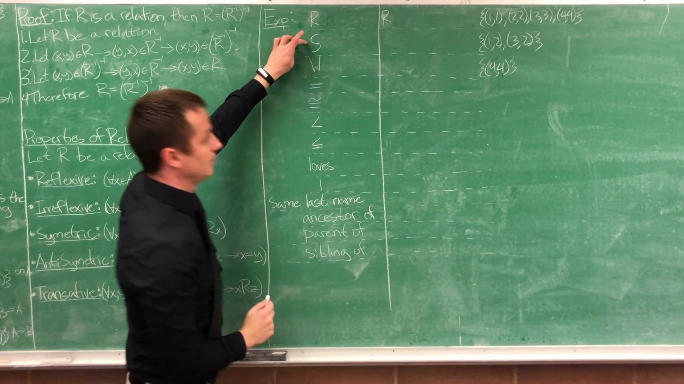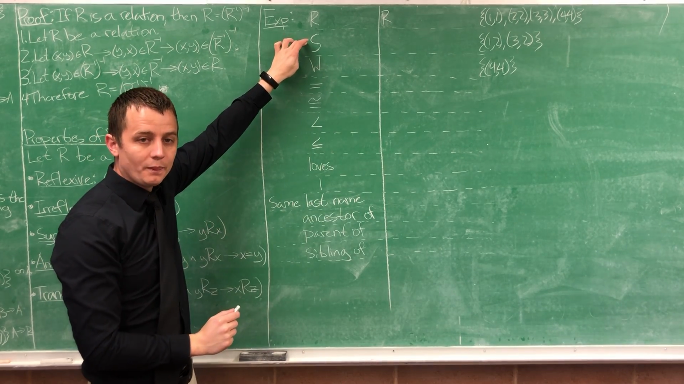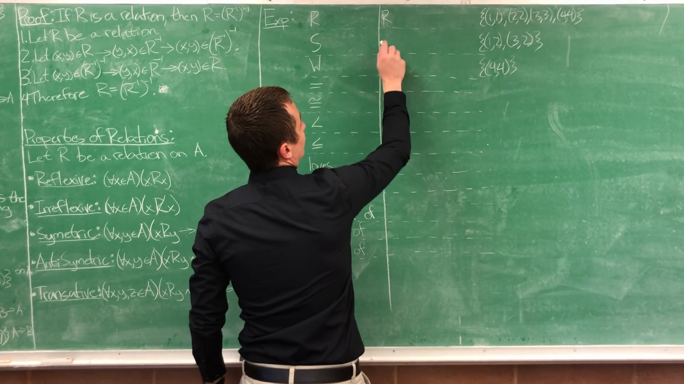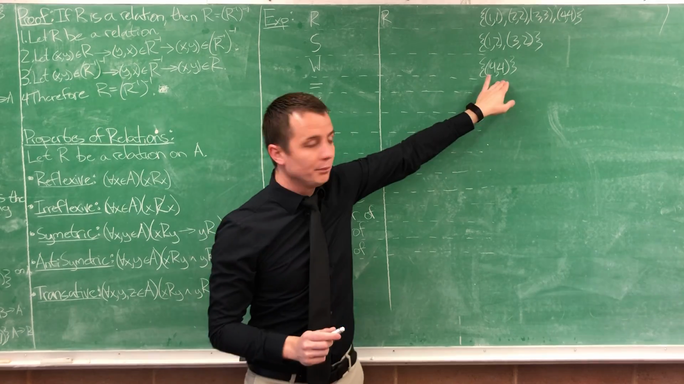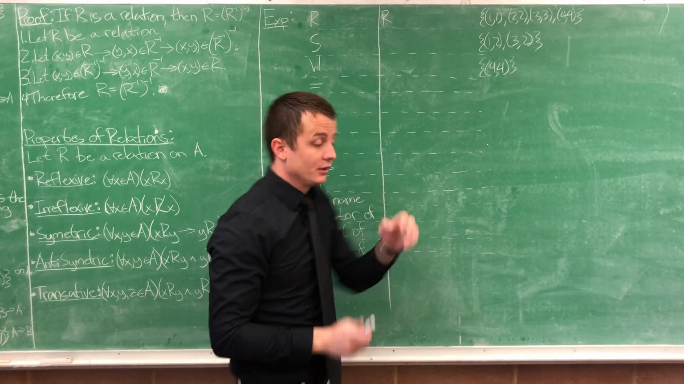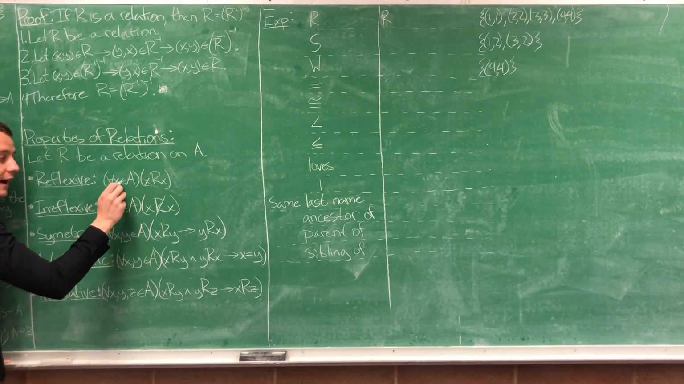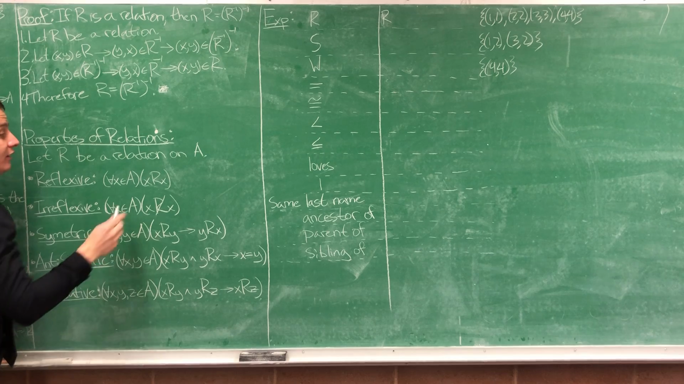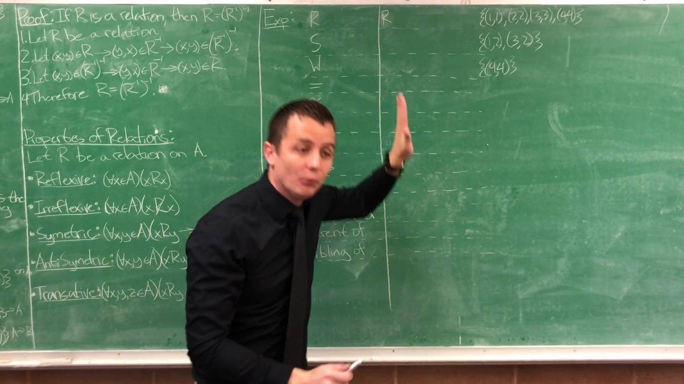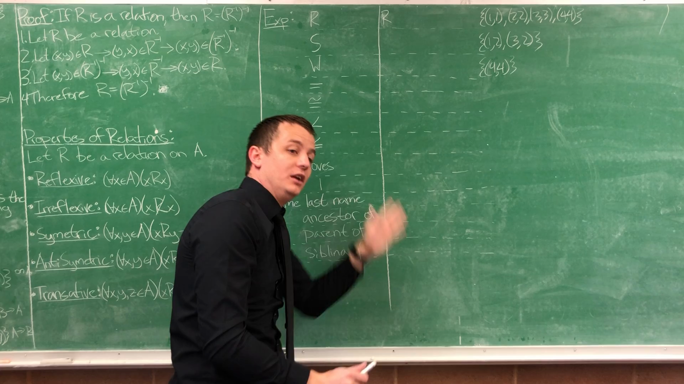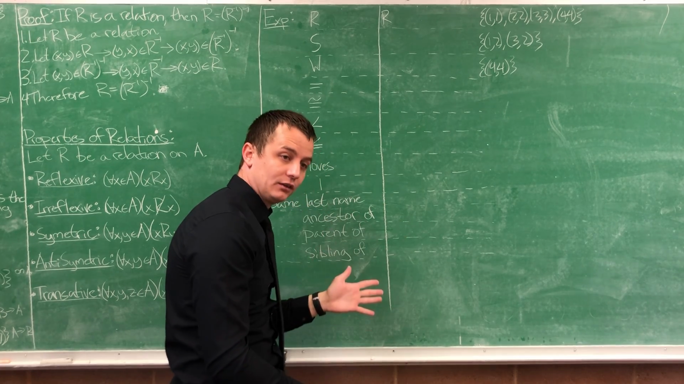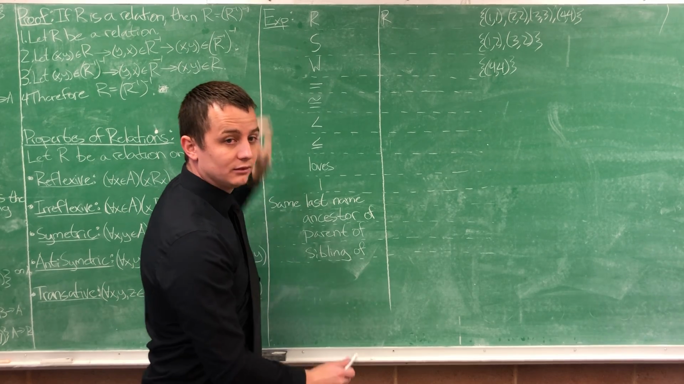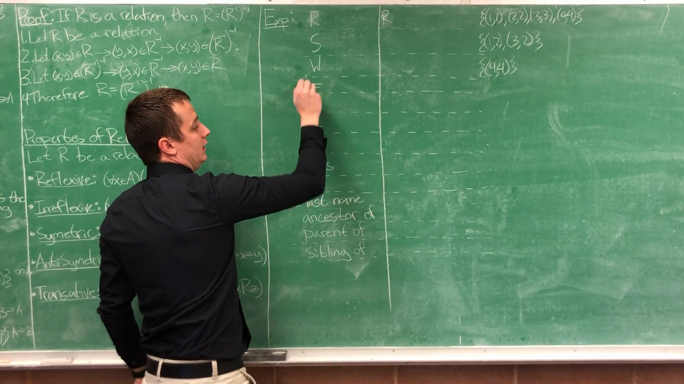What about S? Is S reflexive? No, we don't have 1 related to 1, we don't have 2 related to 2, we don't have 3 related to 3, we don't have 4 related to 4. So no, it's not reflexive. What about T? Is T reflexive? When is it reflexive? If for all x in A, x is related to x. Since A, in this context, was the set {1, 2, 3, 4}, we have to have 1 related to 1, 2 related to 2, 3 related to 3, and 4 related to 4. We do not have that here. This is not reflexive. Make sense?